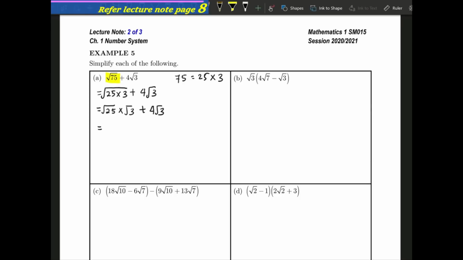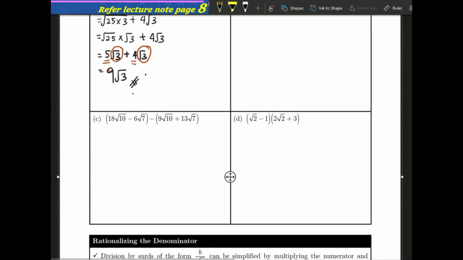What can we do with surd 25? Can we calculate that? Surd 25, when you calculate using a calculator, you get 5, right? So here it will become 5 surd 3 plus 4 surd 3. Now it goes under subtraction or addition of surds. If the surds here are the same, we can simply add the numbers in front of the surd. So 5 plus 4 becomes 9. The answer is 9 surd 3. Very simple, right? For B and C, you can try to solve them by yourself.